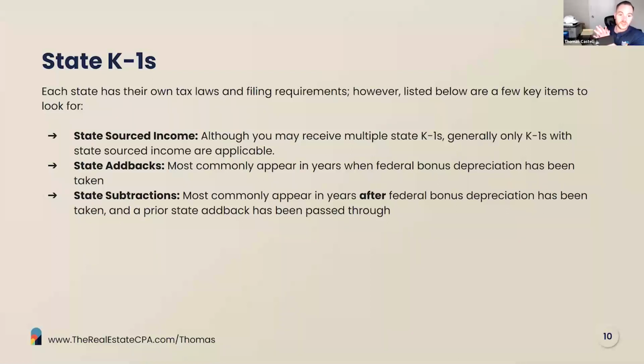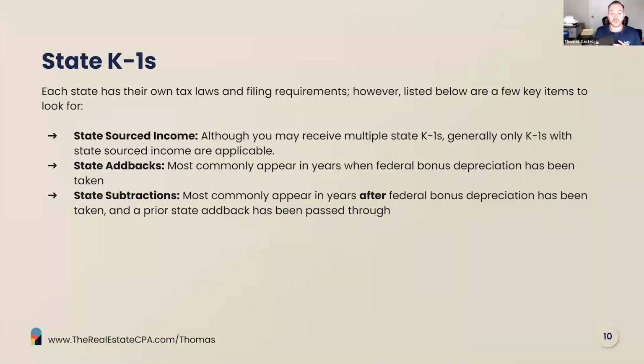So state-sourced income, although you may receive multiple state K1s, generally only K1s with state-sourced income are applicable. For example, if you have a property in Georgia, and we'll go through an example, you'll typically have to file a state K1. Now, on these state K1s, states typically have different rules than the federal government. They're similar, but they make adjustments based on however that state wants to operate, pretty much.